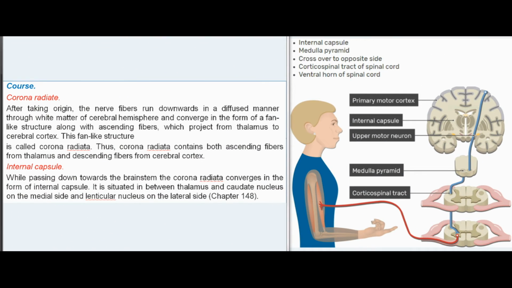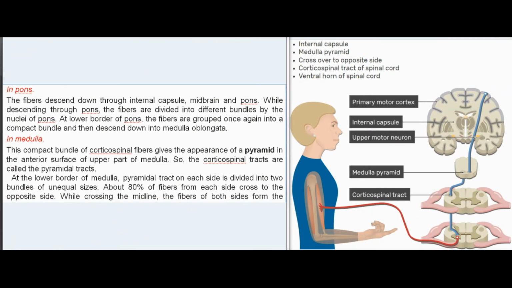Course. Corona radiata. After taking origin, the nerve fibers run downwards in a diffused manner through white matter of cerebral hemisphere and converge in the form of a fan-like structure along with ascending fibers, which project from thalamus to cerebral cortex. This fan-like structure is called corona radiata. Thus, corona radiata contains both ascending fibers from thalamus and descending fibers from cerebral cortex. Internal capsule. While passing down towards the brainstem, the corona radiata converges in the form of internal capsule. It is situated in between thalamus and caudate nucleus on the medial side and lenticular nucleus on the lateral side, Chapter 148.